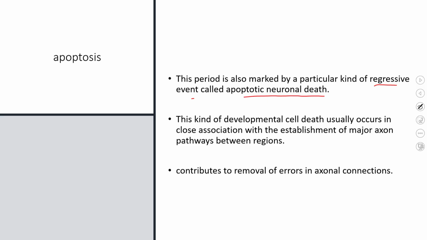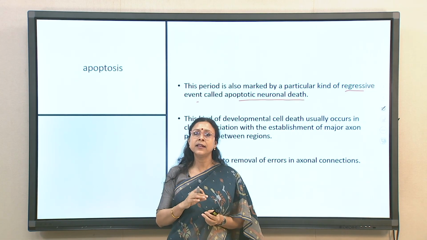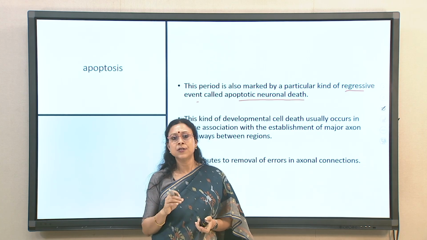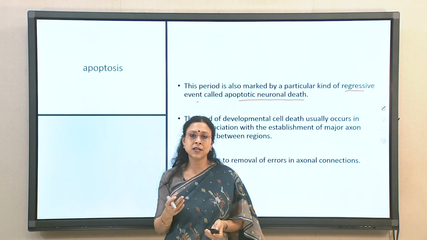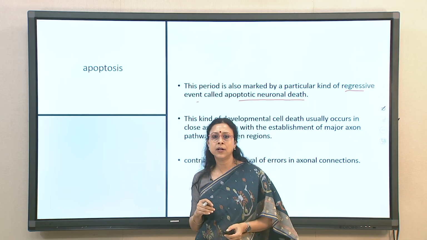This kind of developmental cell death usually occurs in close association with the establishment of major axon pathways between regions. So, as the connections are getting developed in the brain, there are some redundant connections which are not necessary, and those will die. This is part of removing everything that is redundant. Removal of excess axonal connections is also part of this kind of neural death.